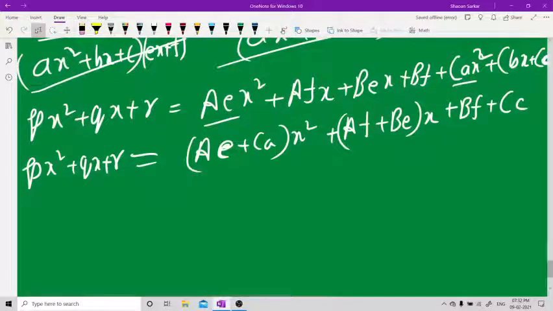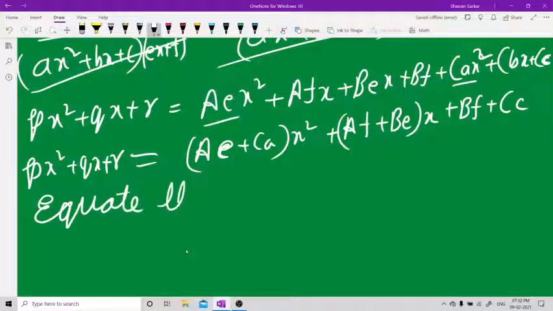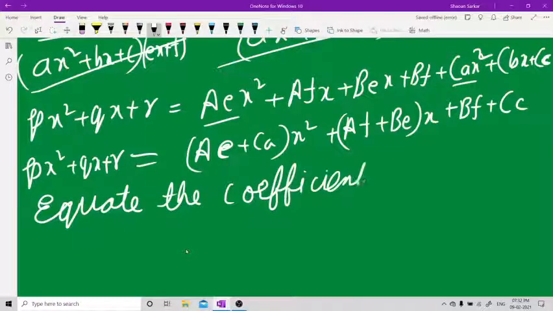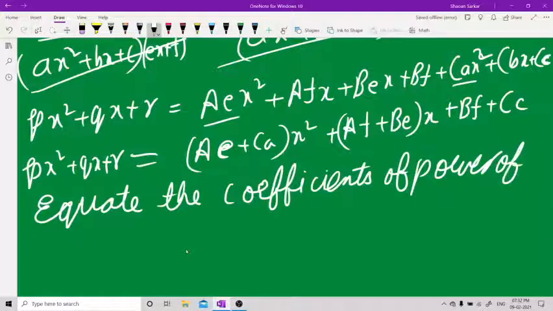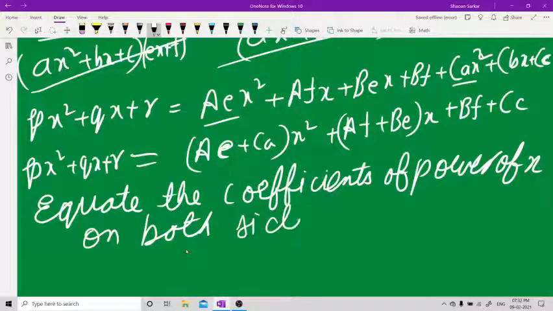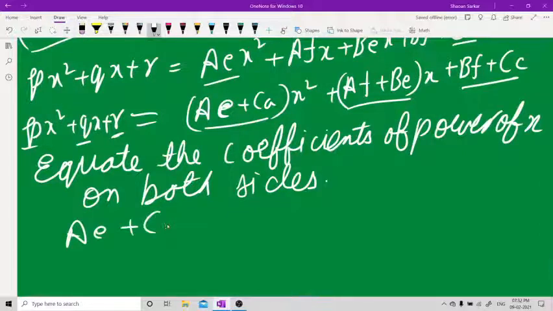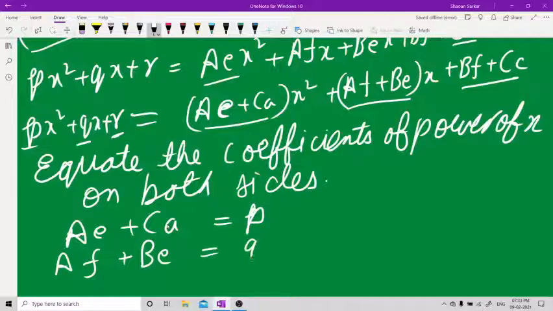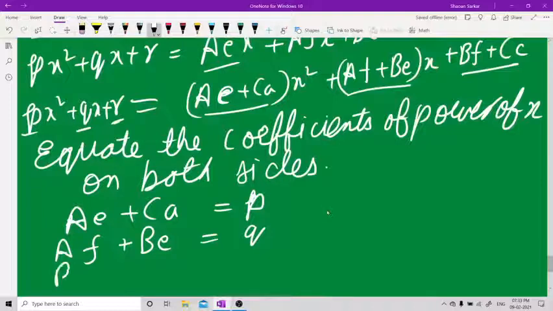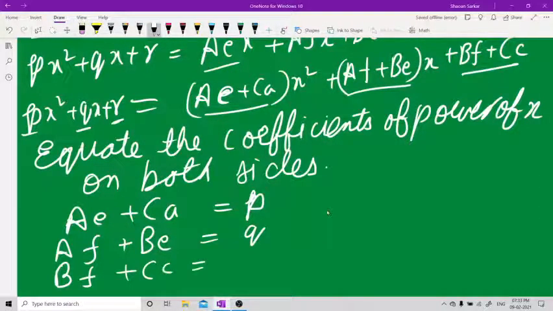Now equate the coefficients of power of x on both sides. This quantity is equal to this, and this constant is equal to this constant. Now here we have three equations and three unknowns, A, B, C. AE plus CA equal to P, AF plus BE equal to Q, and BF plus CC is equal to R. Solve, find capital A, capital B, capital C.